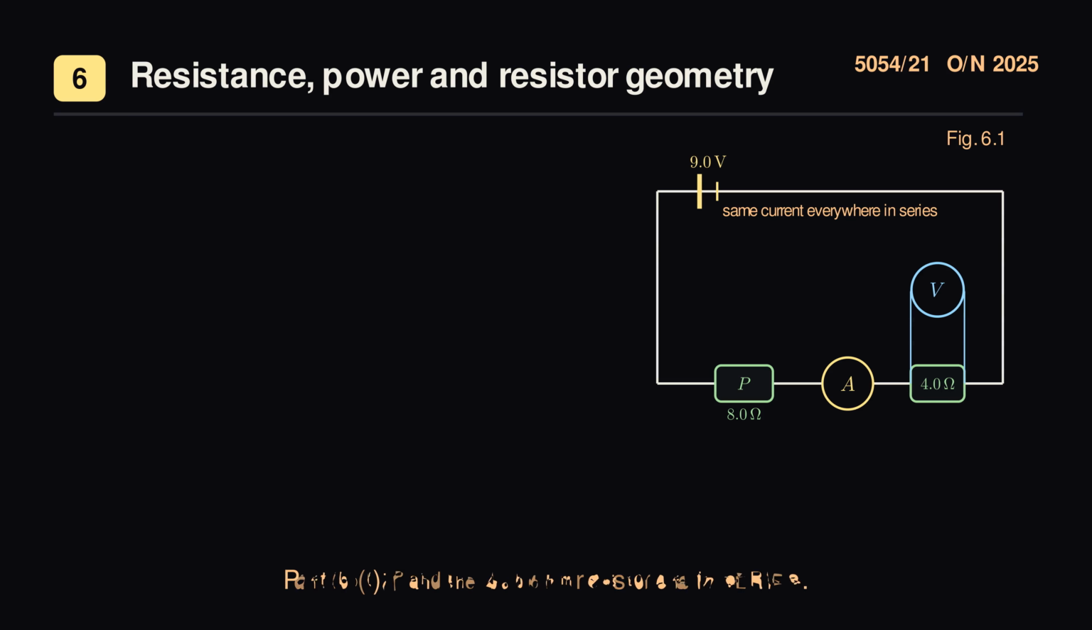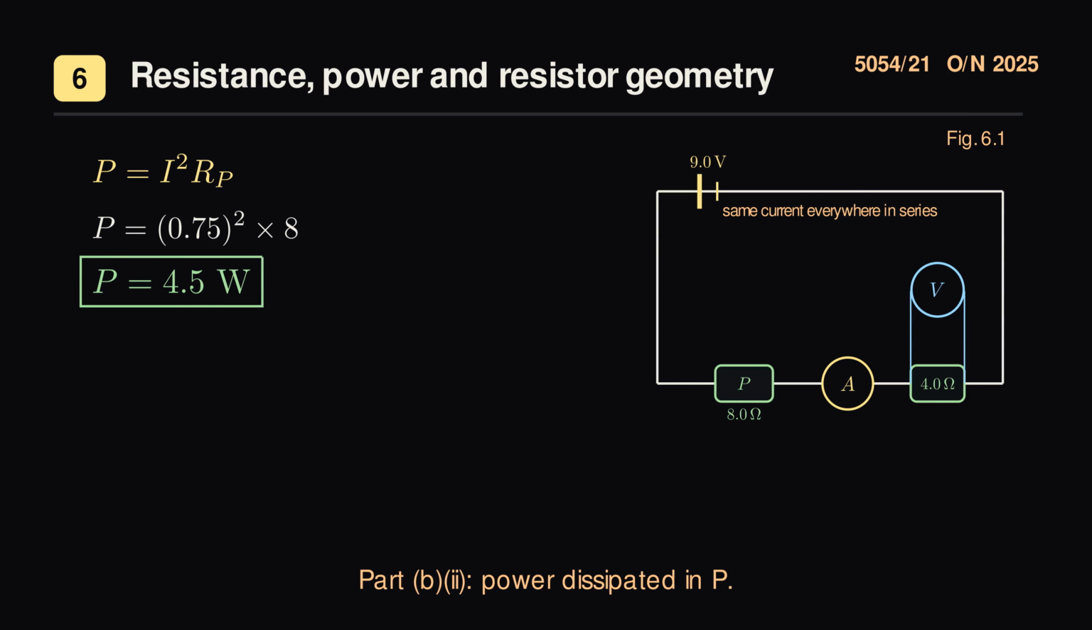Part B, Part 2. The power dissipated in P is I squared R. Using the same current, 0.75 amps, and Rp equals 8 ohms, the power is 4.5 watts.